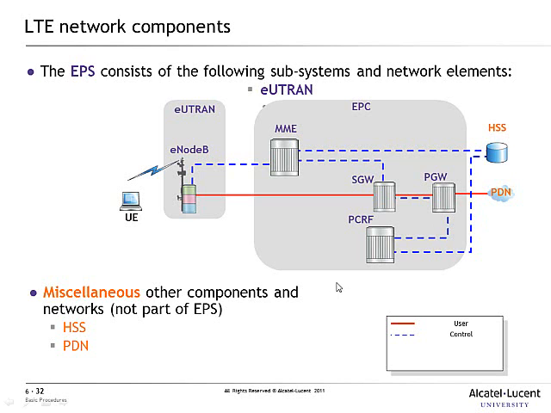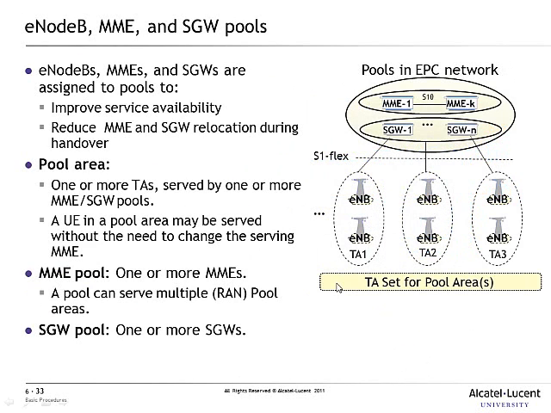Okay, and apart from this, we also have the HSS. Now, we also talked a little bit about this concept of pools. So, instead of having individual eNodeBs and individual MMEs and individual serving gateways, we put them in pools. So, we have a pool of MMEs, or a pool of serving gateways, or a pool of tracking areas. Now, why do we do this?